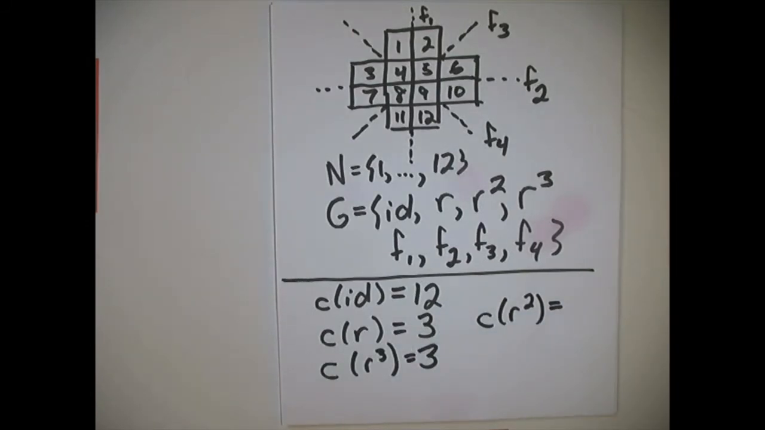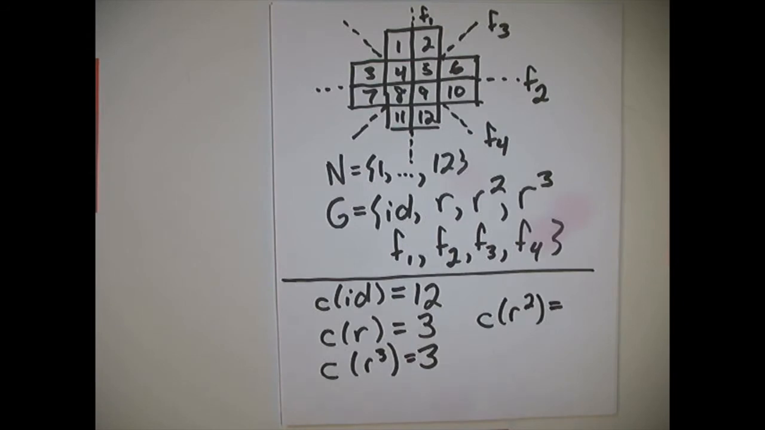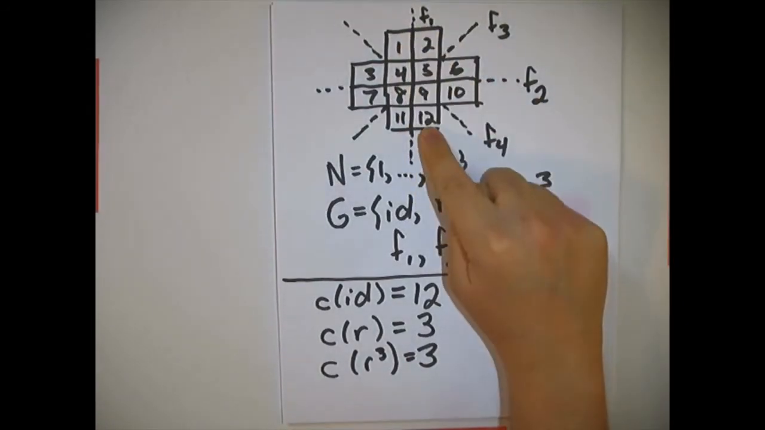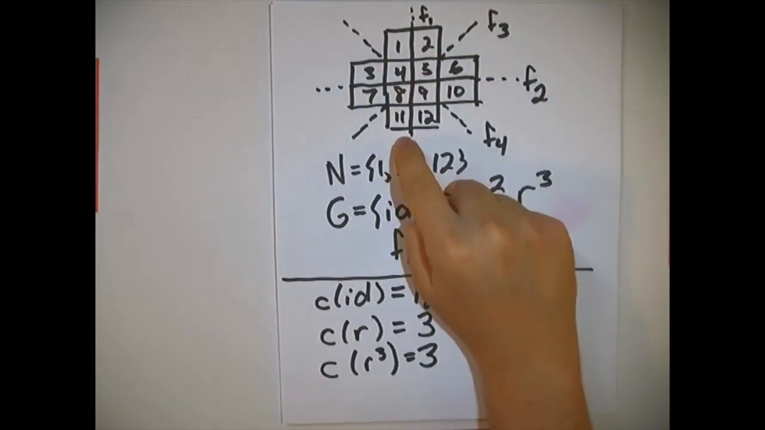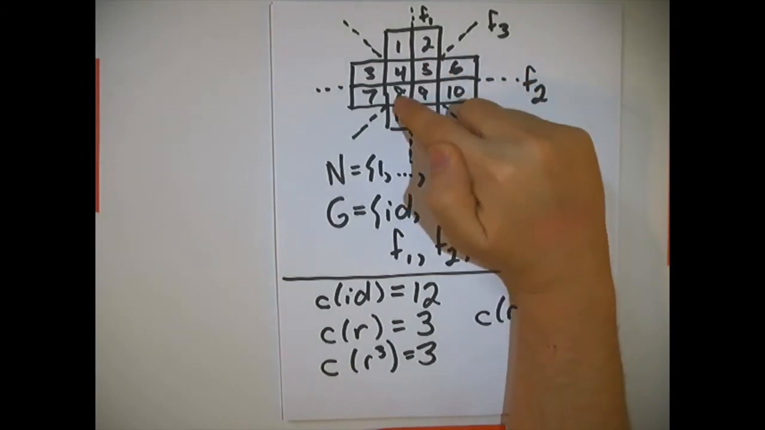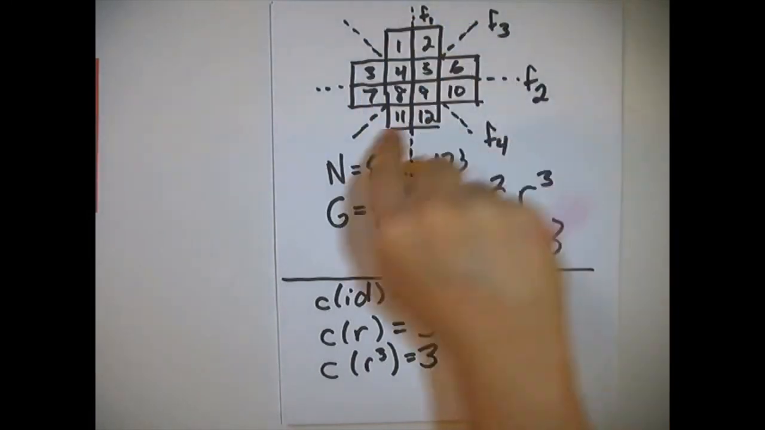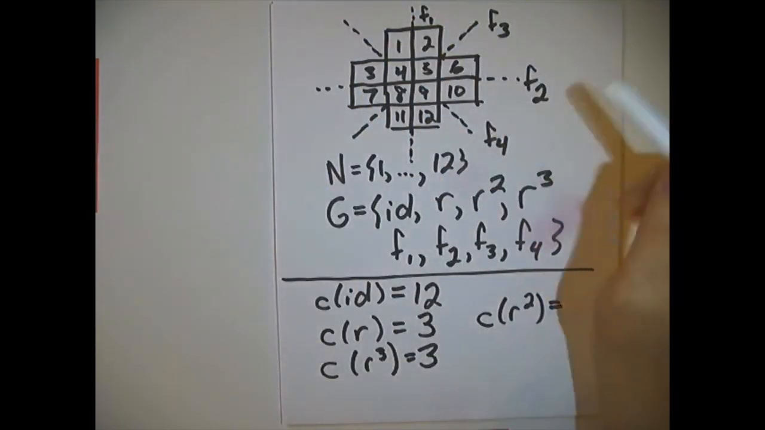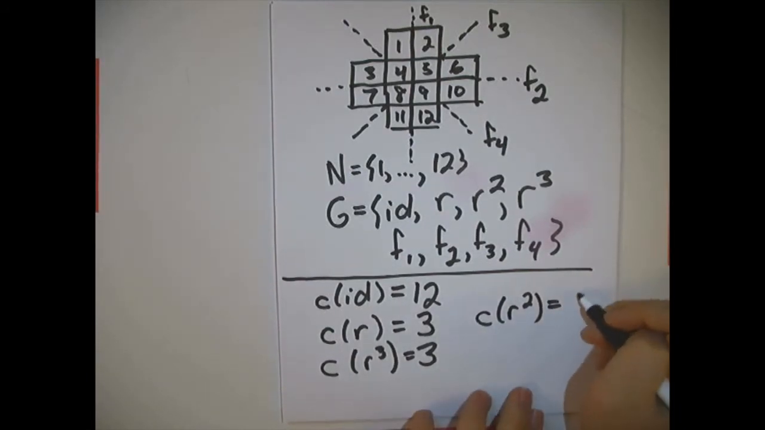C of r squared: now we're looking at what happens if I rotate twice. So 1 will go to 12, and then back to 1. 2 will go to 11, and then back to 2. In fact, everything, if I rotate twice, will swap places with something else. And so these things all end up in pairs. And so, in particular, the number of cycles for r squared is 6.